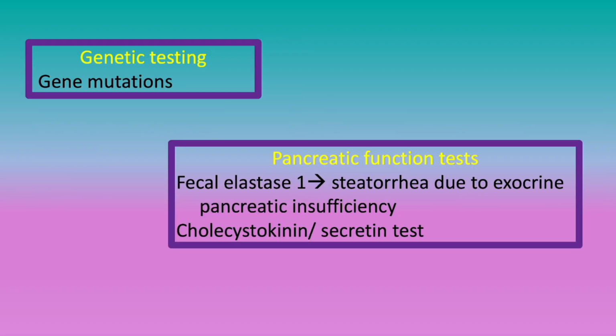Other tests that are important in diagnosing chronic pancreatitis include genetic testing for the PRSS1 gene mutation and the pancreatic function tests that measure the fecal elastase 1, which will be decreased if the steatorrhea is due to exocrine pancreatic insufficiency. Other tests include cholecystokinin analog and secretin test.